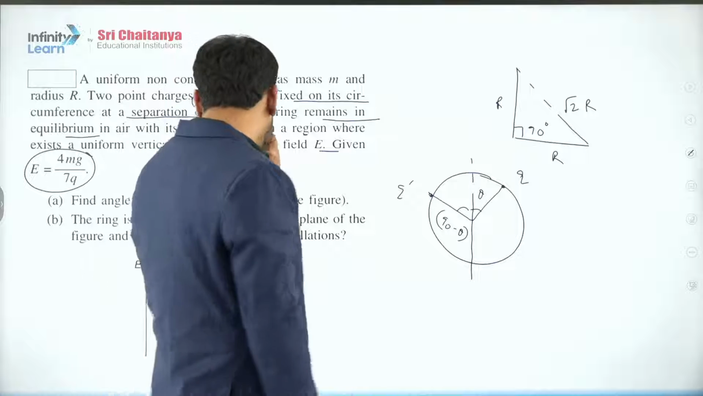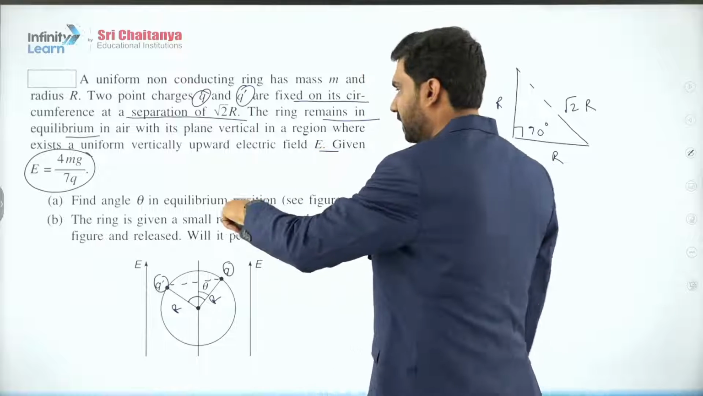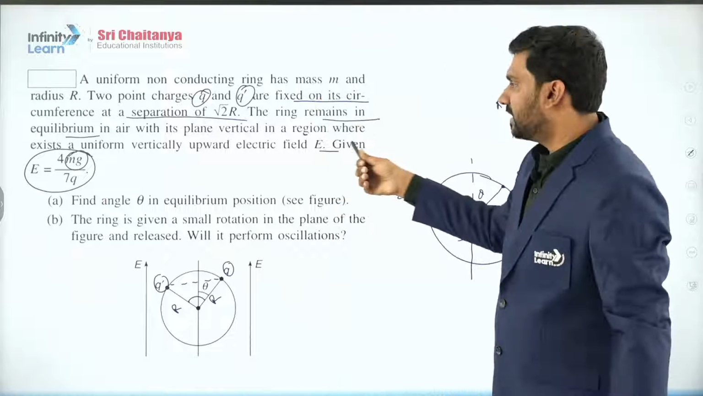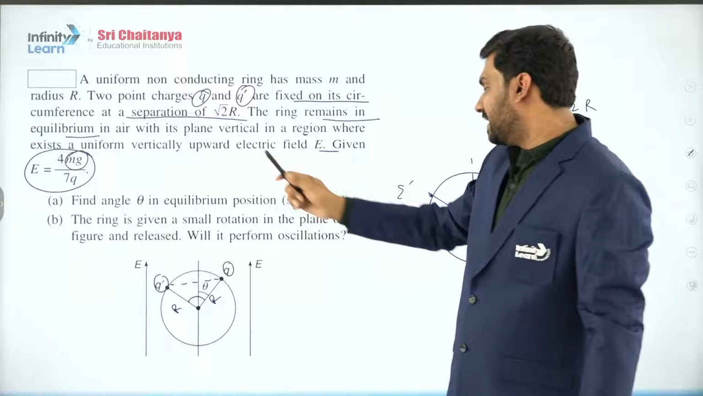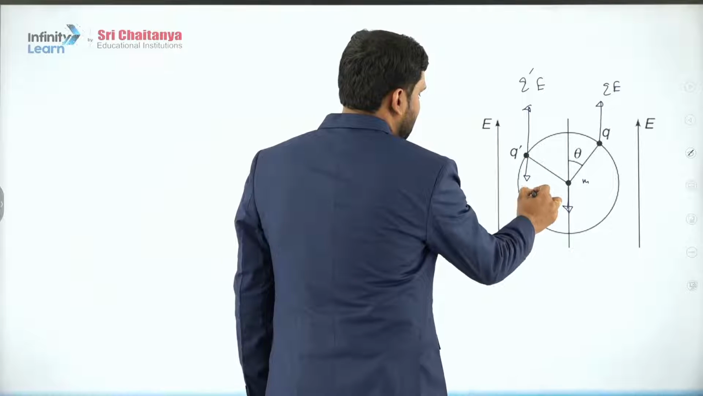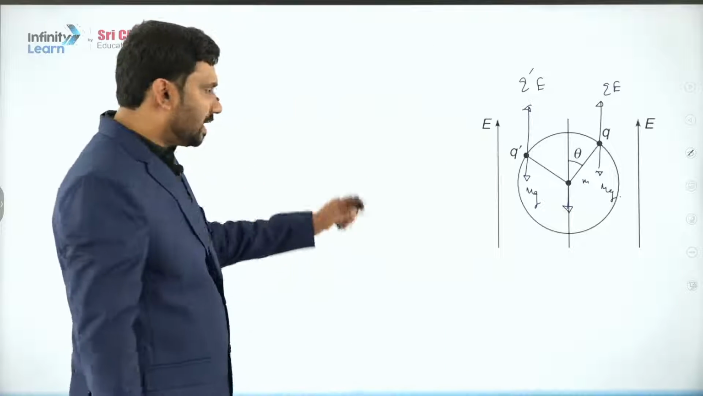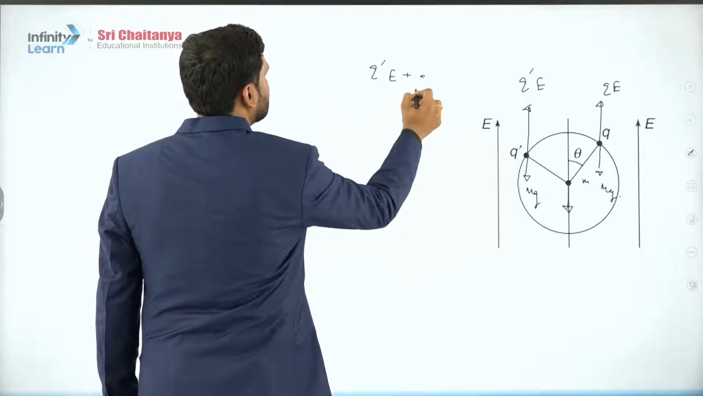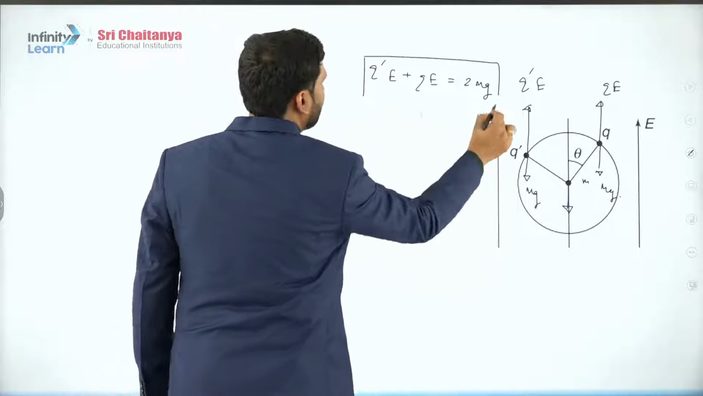Check करो in that question what they are saying, that 2 point charges are fixed on the circumference and the ring is given, there is a uniform vertical field. ये देखो, they are saying that the given E is equal to 4 mg by 7 q. मतलब the charges both are equally carrying mass m. तो अगर वैसा होता है तो क्या मैं लिख पाऊंगा कि भाई in that direction there is force mg, in this direction also there is force mg. So total downward force कितना हो जाएगा बॉस? So I can write Q prime E plus QE, that is equal to 2 mg. So this is my equation number 1.